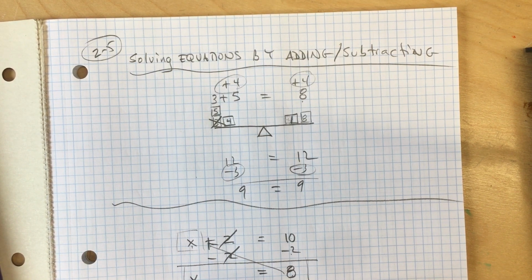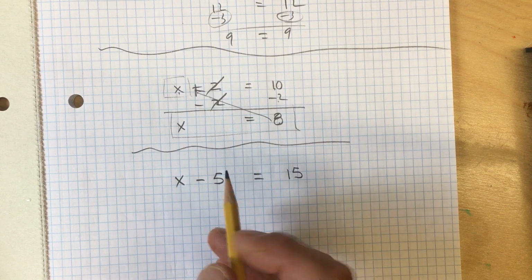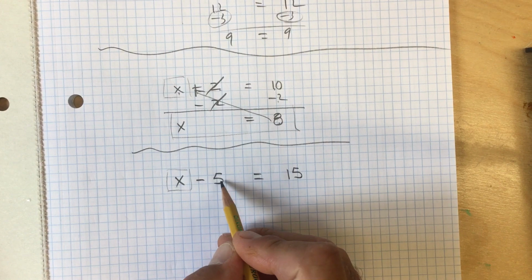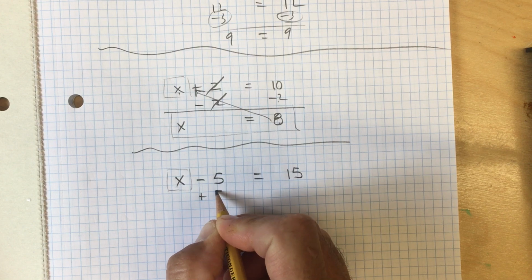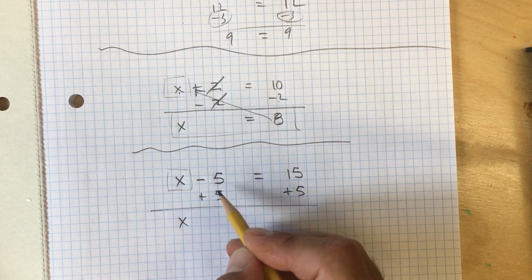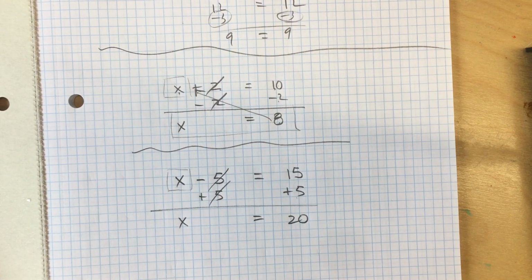Let's say that we have x minus 5 equals 15. Well, let's see. Got to slide that up, sorry. We have x minus 5 equals 15. There's the variable. We want to get that by itself. We have a minus 5, so we are going to do the opposite operation. We are going to add 5 to both sides. So we're left with the x. Minus 5 plus 5 cancels. 15 plus 5 is 20. And there's our solution.